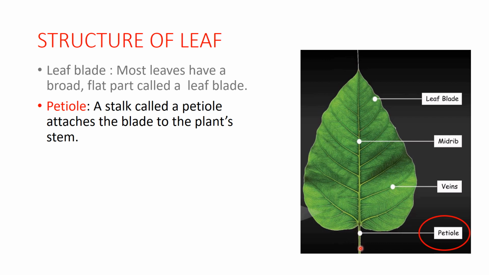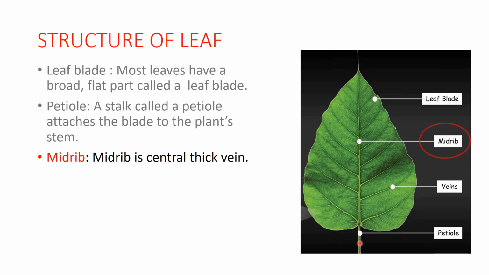Next, petiole. A stalk called the petiole attaches the blade to the plant's stem. It helps the leaf to be attached to the stem. Next is the midrib. This is the central thick vein. You can see a thick line in your leaf.